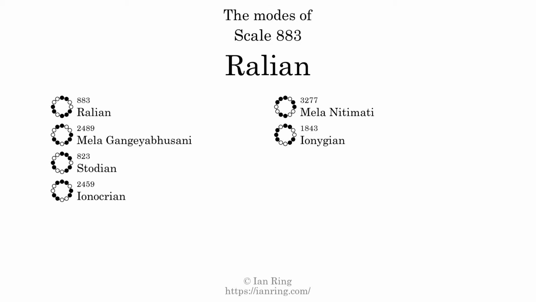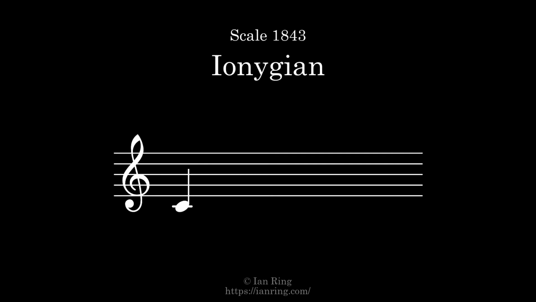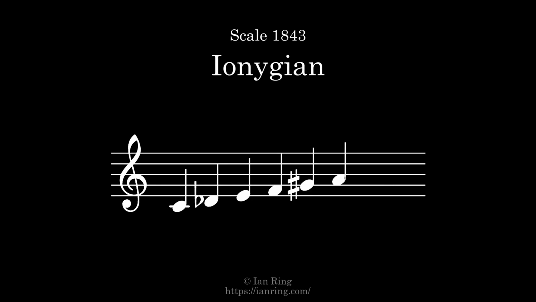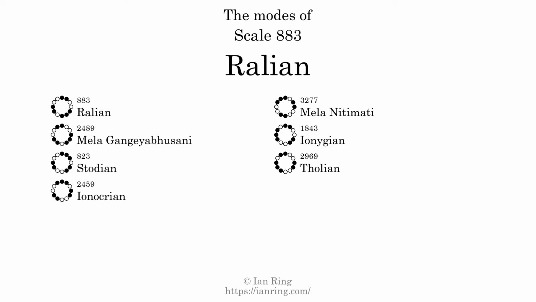The sixth mode is scale 1843, also known as Ionogen. It sounds like this. The seventh and last mode is scale 2969, also known as Tholian. It sounds like this.